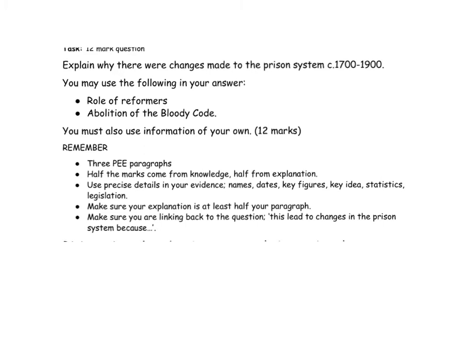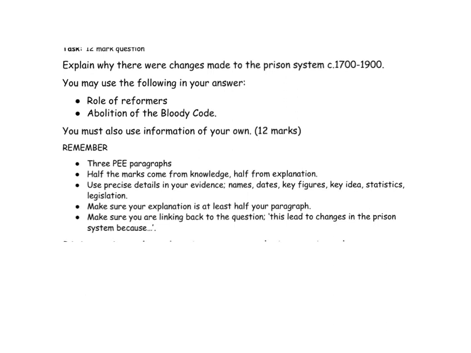It says, explain why there were changes made to the prison system. You may use the following in your answer: role of reformers, so people that you did the other day, Elizabeth Fry, John Howard, Robert Peel, and abolition of the bloody code, so the fact that they weren't executing people anymore, so they needed to find a punishment for them, and it was to send them to prisons.